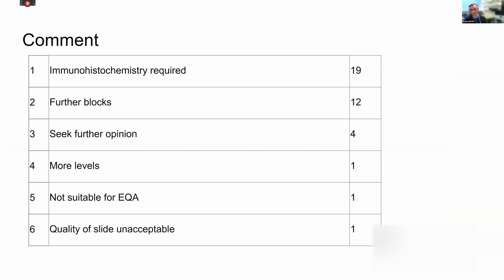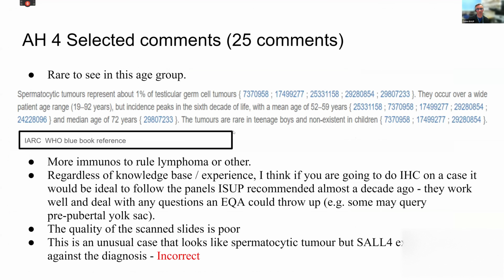Not a huge amount of comments on this case. I think most people were happy. More immunohistochemistry again, more blocks. We did have quite a few comments on the age, and this is taken from the WHO Blue Book. Certainly, a lot of us think spermatocytic seminoma tends to happen later in life, but there's quite a wide range acceptable, and it is commonest in the 6th decade of life. But this guy was 33, and so it can happen.